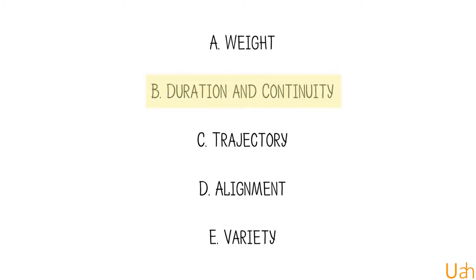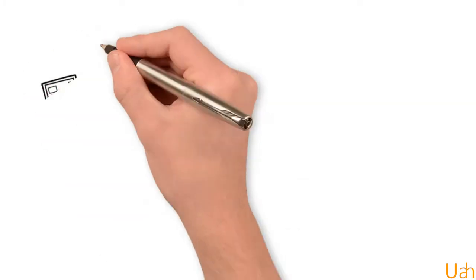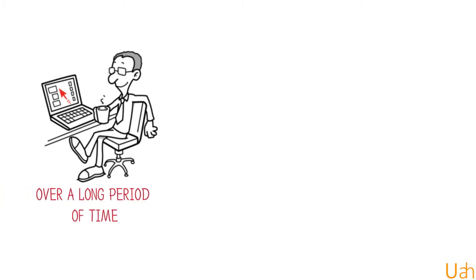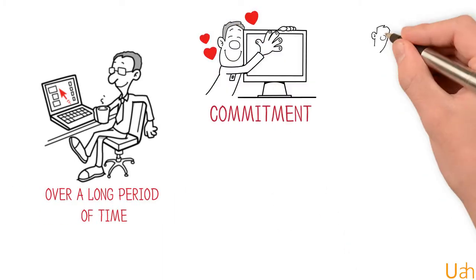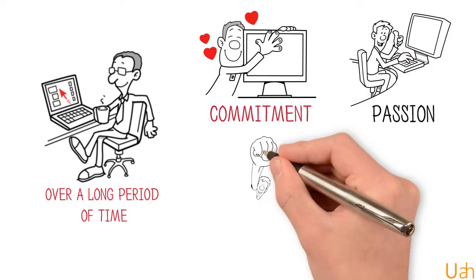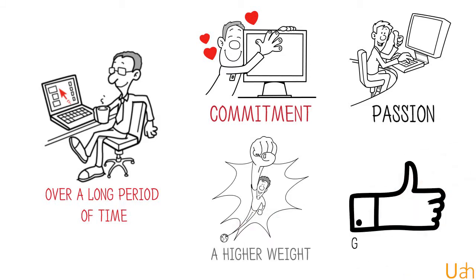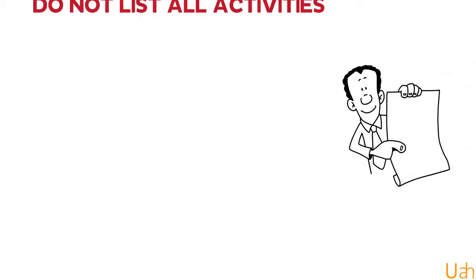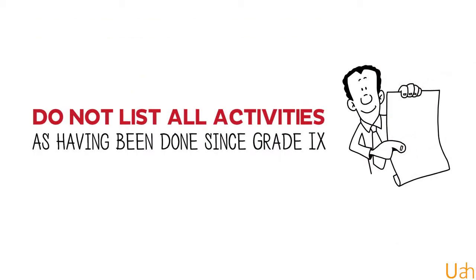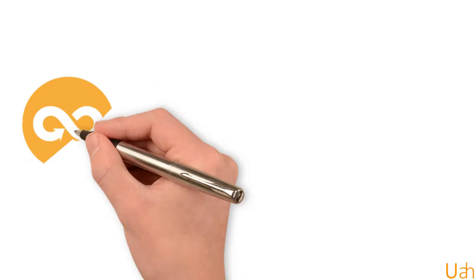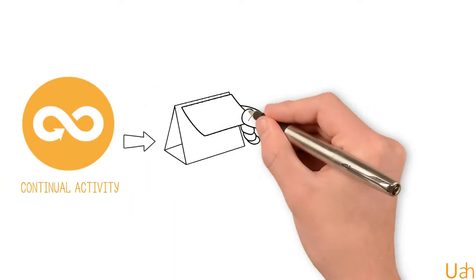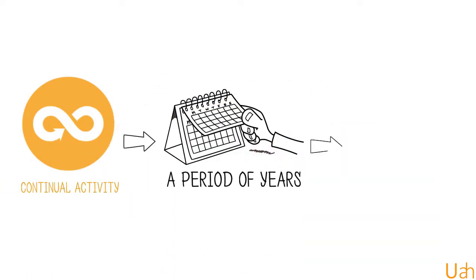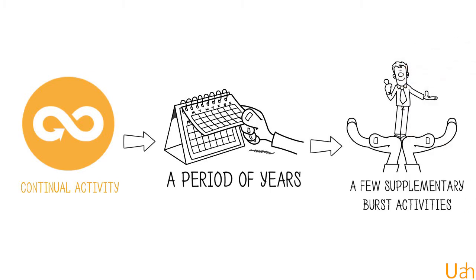Duration and continuity. An activity done over a long period of time displays commitment and passion and tends to carry a higher weight and generate greater impact. However, don't list all activities you've been doing since grade 9. If you're reporting a continual activity being done over a period of years, it should be supported by a few supplementary burst activities as well.